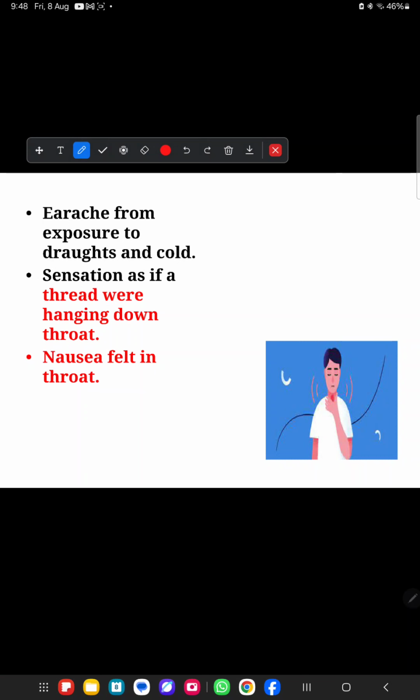Earache from exposure to drafts and cold. Suppose the patient is coming to you and says, doctor साहब कान में दर्द हो रहा है, then he will ask क्या ठंडा लग गया था? Yes, when there is a cold, after that I am suffering from this kind of problem, then we can think about this Valeriana. Another medicine we can also think of is Hepar sulph.